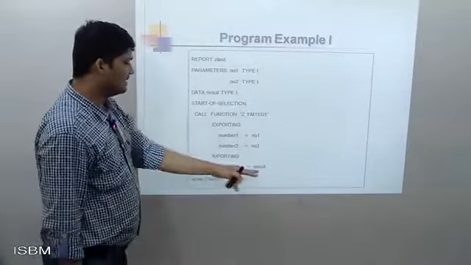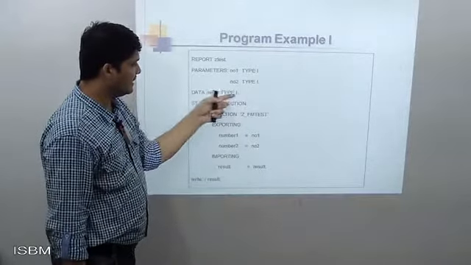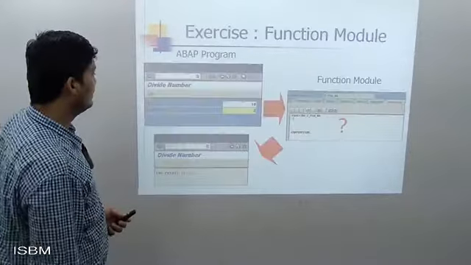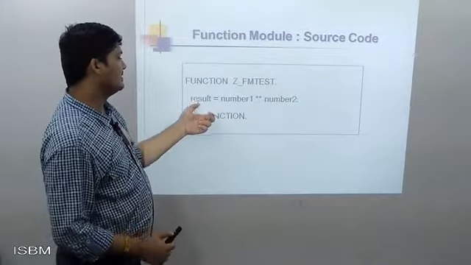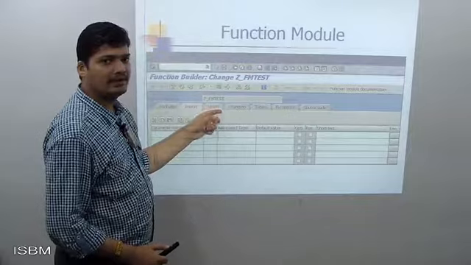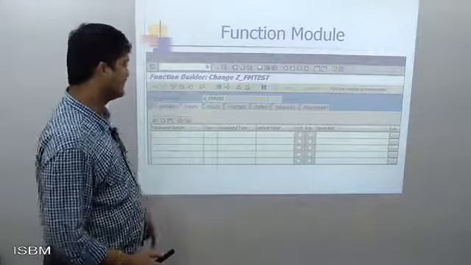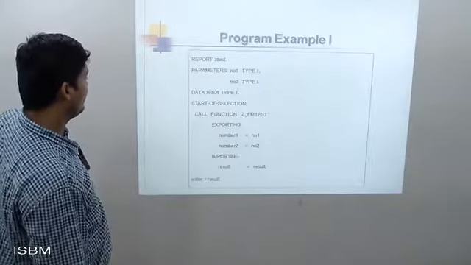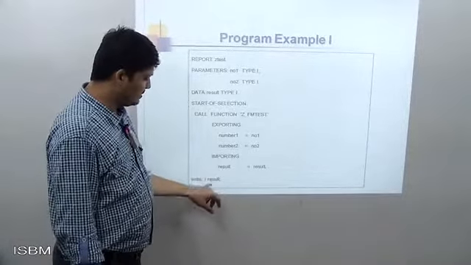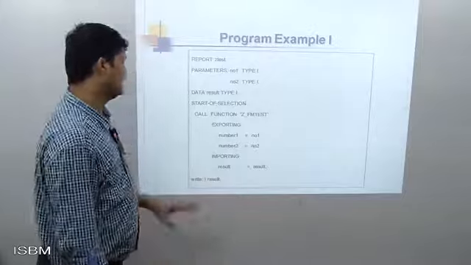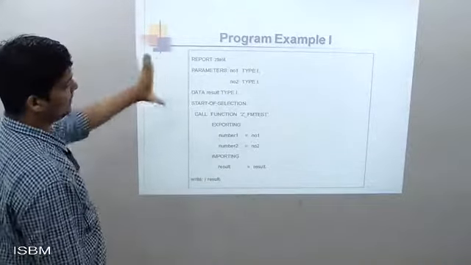And the output is result, which is nothing but your data type I. Over here you can see the result is in your export parameter, so it is coming from there. After the result comes, I need to write the result only, so I have written write result. That's it. Finish. This is a simple program.